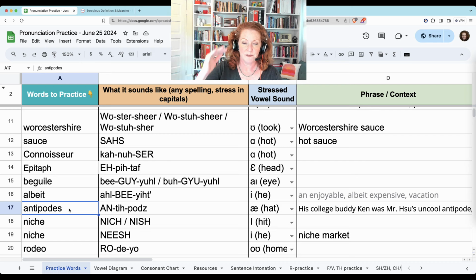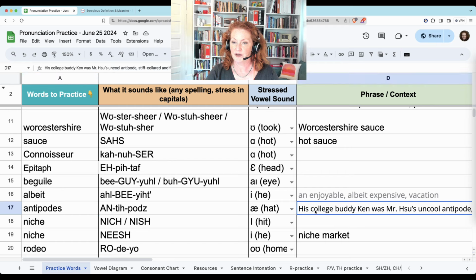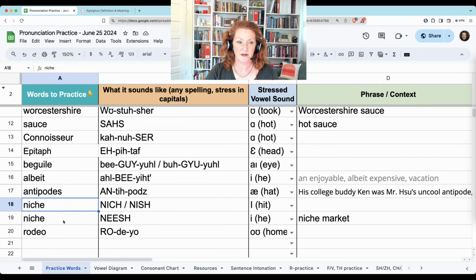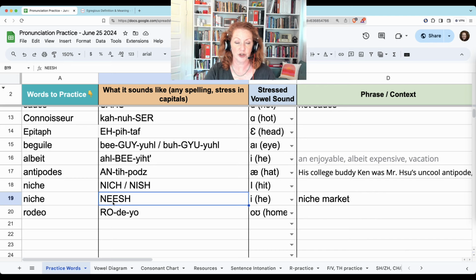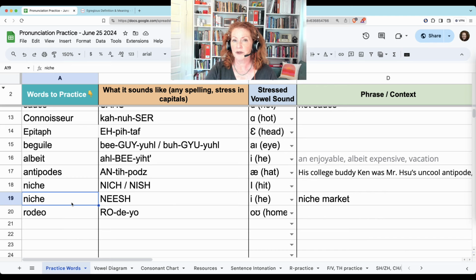Antipodes. Antipodes means the complete opposite. I also copied this from Merriam-Webster, but it wasn't gray for some reason. This one, you have lots of options. It's a short word, but some people say niche with an I and a ch. Some people say nish with an I and a sh. And some people say neesh with an E and a sh. I would say this is the most common, the one I hear most often, either nitch or neesh. I hear niche market a lot as a combination.